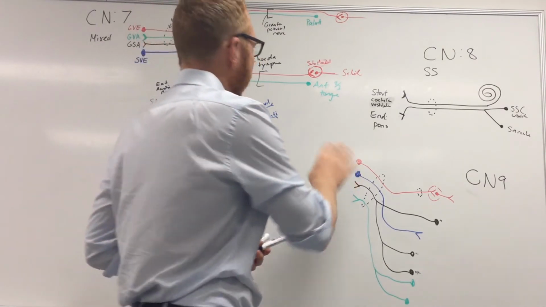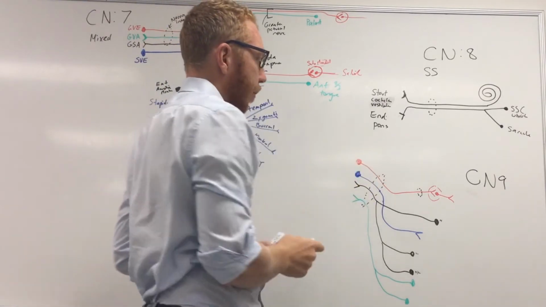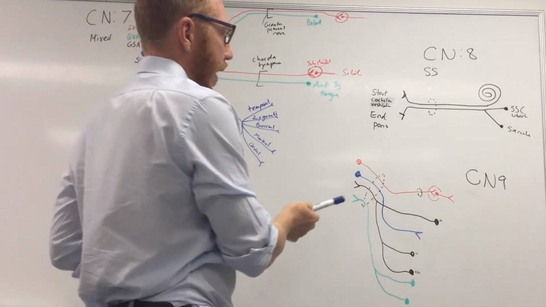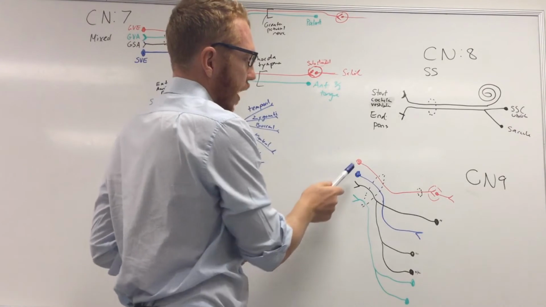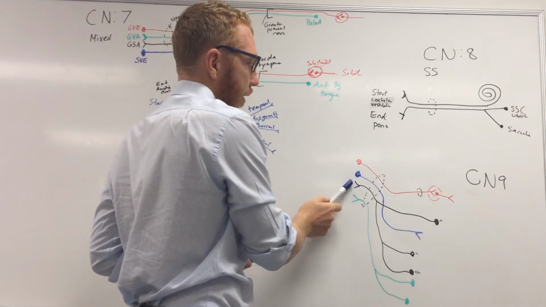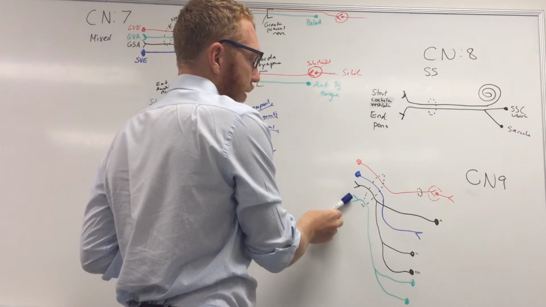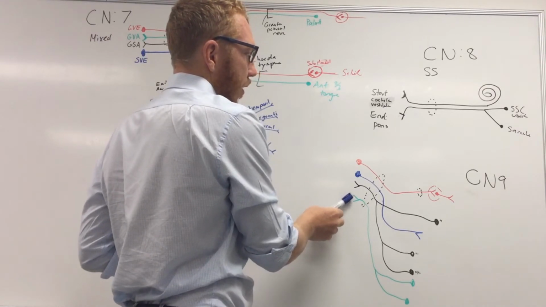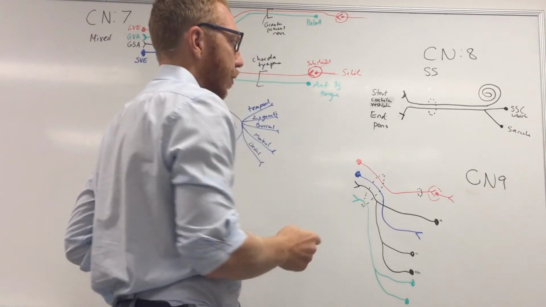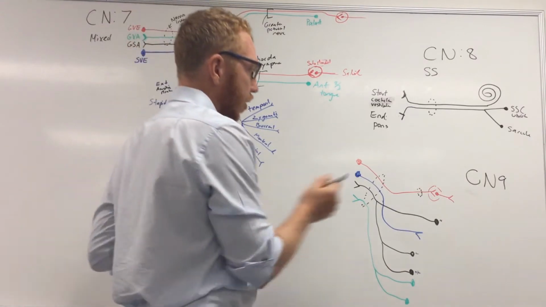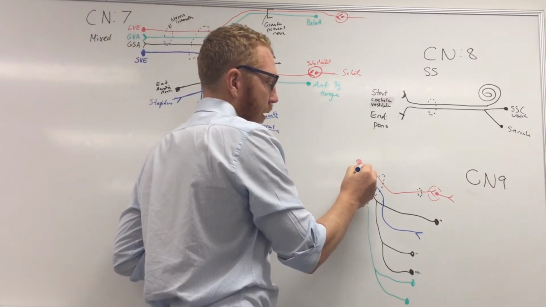Okay, like the facial, it has many components to it. Actually, it has the same kind of components. So it's going to have a motor, a general sensory, a type for taste, or other special sensation, and then a parasympathetic component. So let's start with the blue, which is going to be for motor.